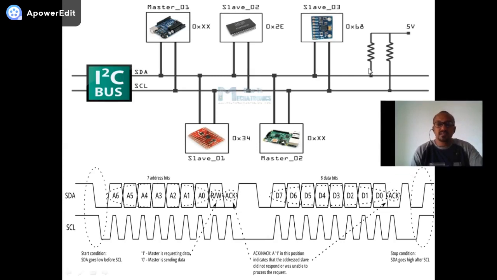Looking at this diagram, there are two masters, master 1 and master 2, and the remaining three are slaves: slave 1, slave 2, slave 3. Slave 1 and slave 3 are two other ICs, and slave 2 is a memory. You can observe here that each slave is given one address.